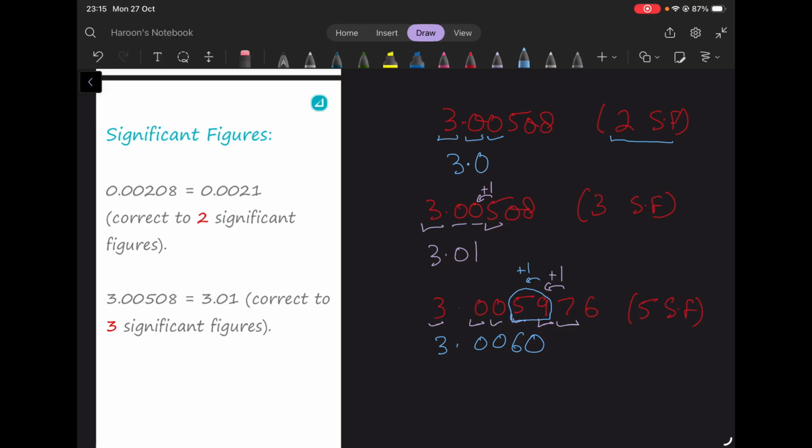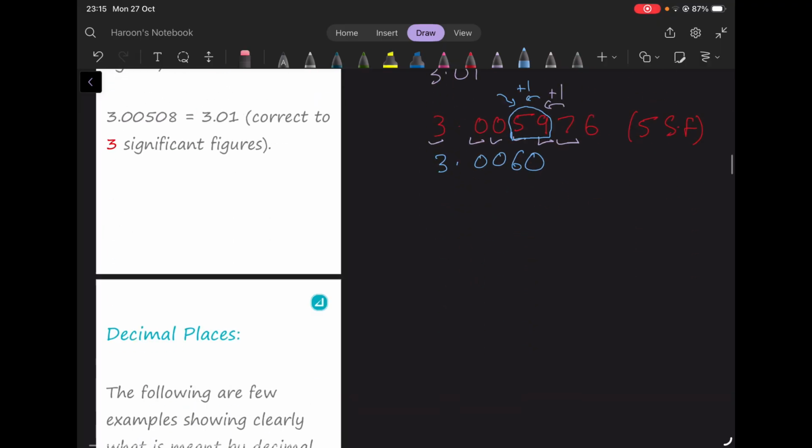So if you have 9 as the previous digit, just look at the last two then. And if even the previous digit, let's say this 5 was also 9, then you look at the last three digits and so on. I hope this made sense.